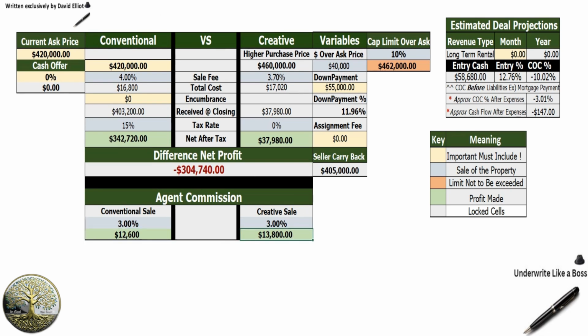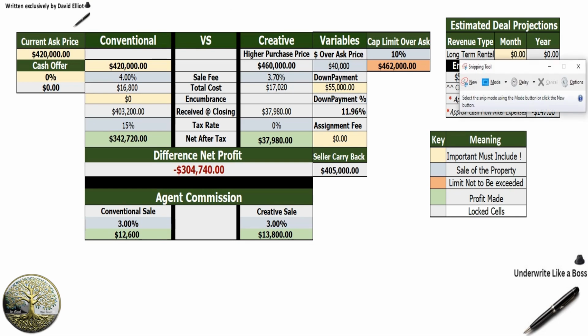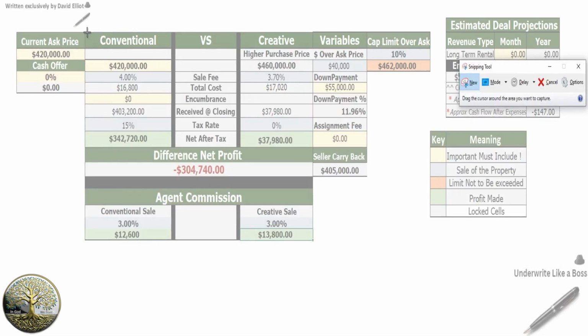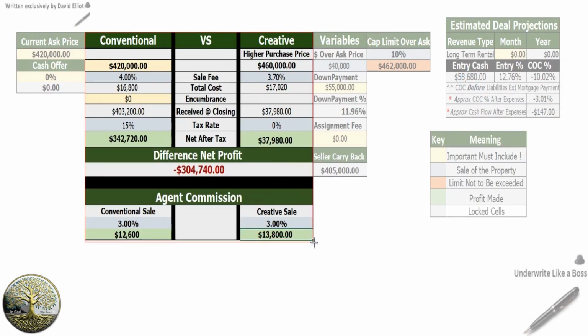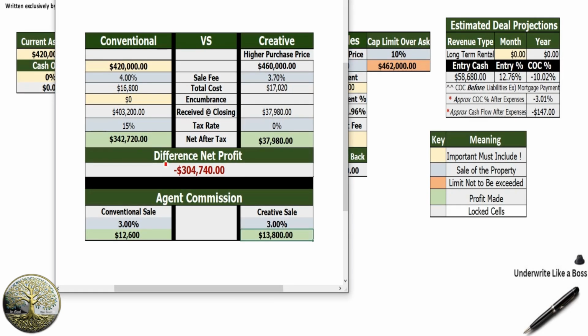If you were to present this to your seller or to an on-market agent, you could simply take a screenshot of this. And the agent will see right off the bat that they're going to make $12,600 through a conventional method, or they could make $13,800 through a creative method. The choice is theirs. But they're definitely going to be incentivized to work with you as they want to get paid out on the higher agent commission.